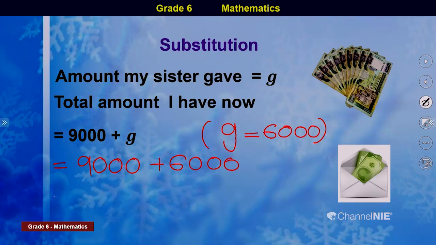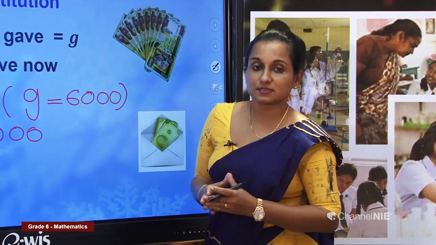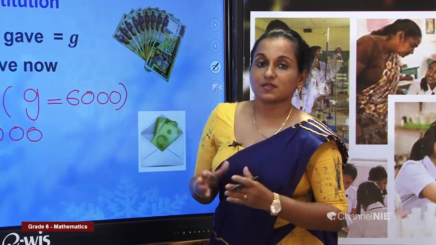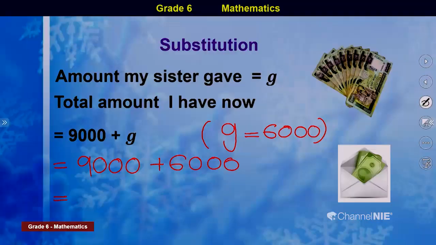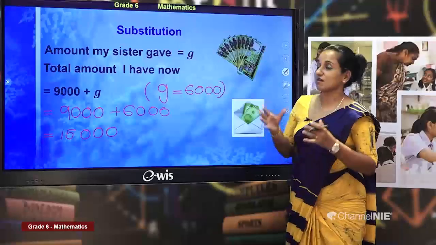Then what is my answer here? I can add 9,000 and 6,000. Then my answer is 15,000. Right, children, shall we move to another activity on substituting?